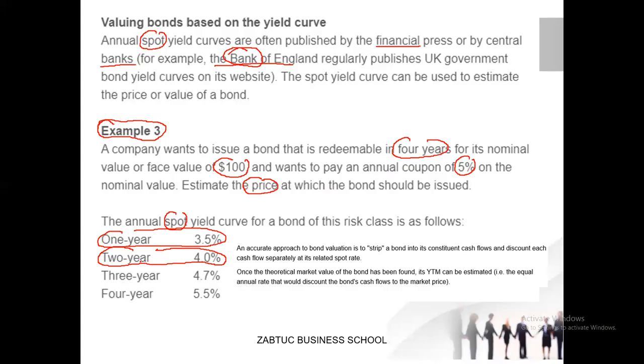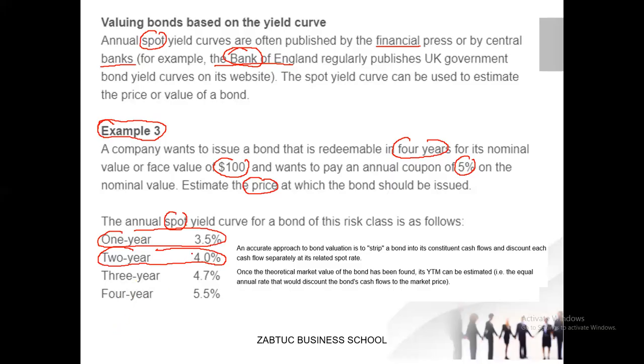Number three, what does this mean? If we as a class go and borrow money and we are told that the annual spot yield is 4.7%, it means that we borrow money for 3 years, and in between there will be no interest payable. We're just going to pay one lump sum payment at the end of 3 years. The interest rate to be quoted will be 4.7% per year. So I hope we now understand what the spot interest rate is.